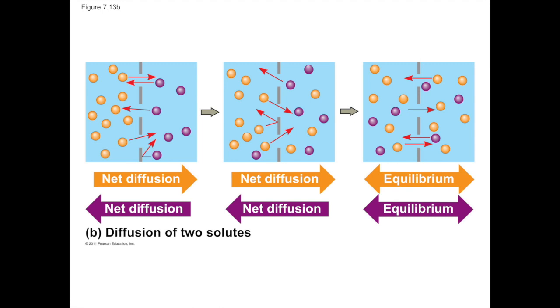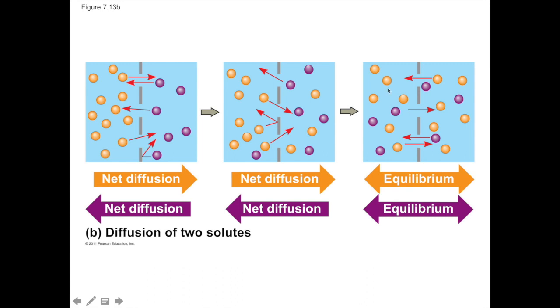What if we had two different solutes? Well, the same thing's going to happen in both directions. So if we start with orange on one side and purple on the other side, you can see even though the concentration of purple is lower than the total concentration of orange, there's going to be net diffusion in both directions. And at equilibrium, the concentration of orange is going to be the same on both sides, and the concentration of purple is going to be the same on both sides.